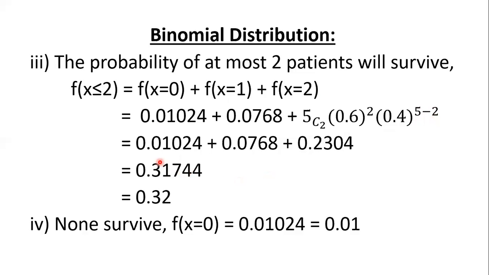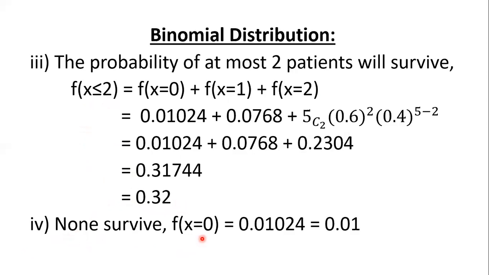Now, finally, we get P(X ≤ 2) = 0.01024 + 0.0768 + 0.2304. Finally, we get P(X ≤ 2) = 0.32. Dear cadets, the next question, that is Roman 5, none survive, that is P(X = 0).